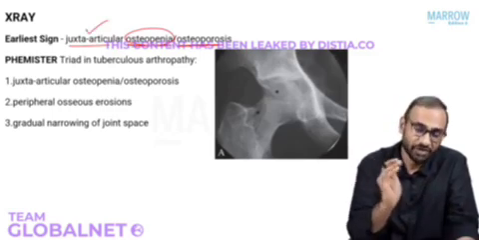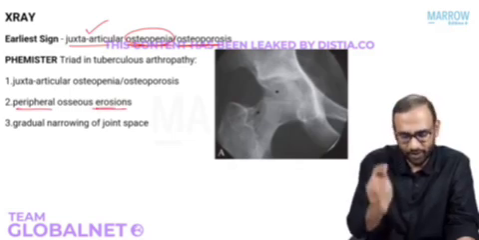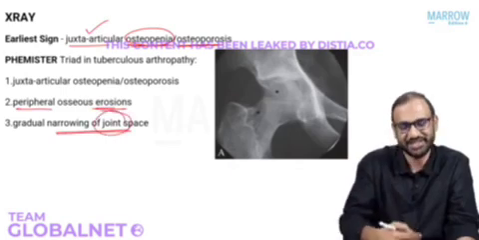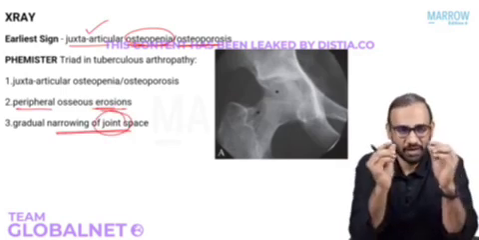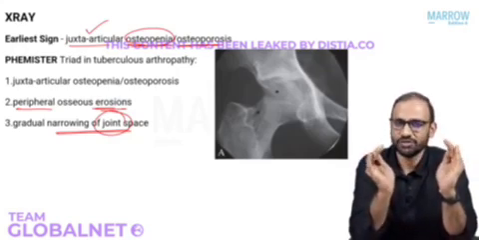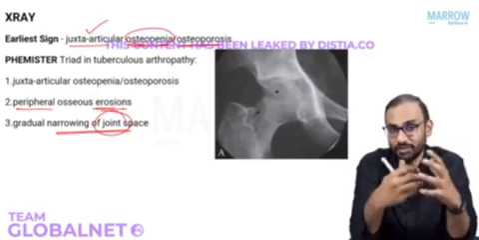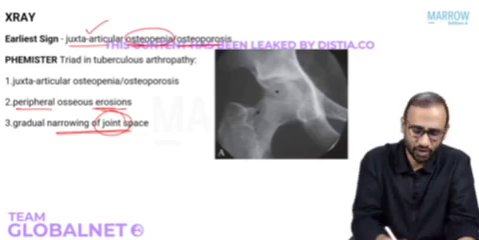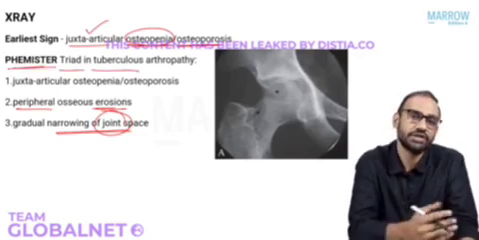There will be peripheral erosions, and eventually there will be a narrowing of the joint space. In this case it's joint space, and in the case of the spine it's disc space. So juxta-articular osteopenia or osteoporosis, peripheral erosions because of inflammation, and narrowing of the joint space. These are the findings that you will pick up on X-ray in tuberculosis of the hip, and they have given a term for it. It's called Phemister's triad in TB hip. Phemister's triad. What is the treatment?